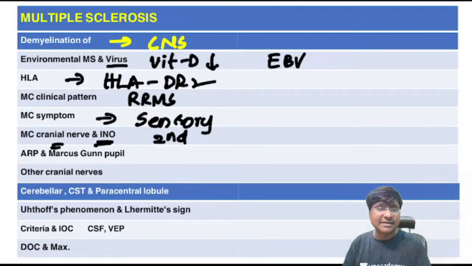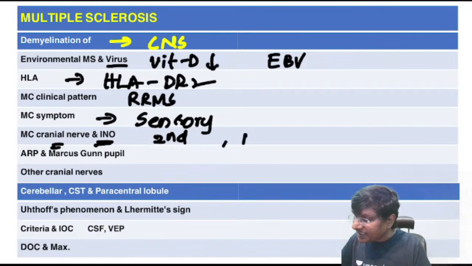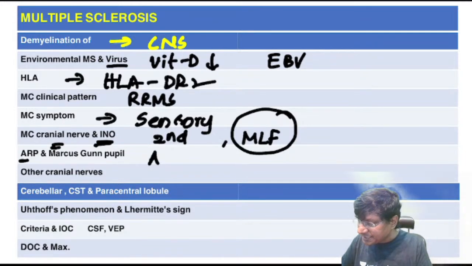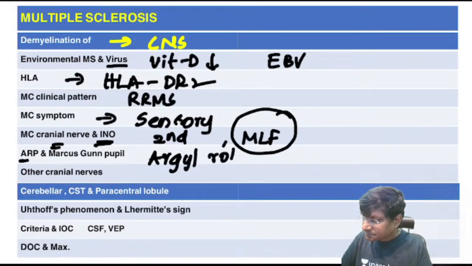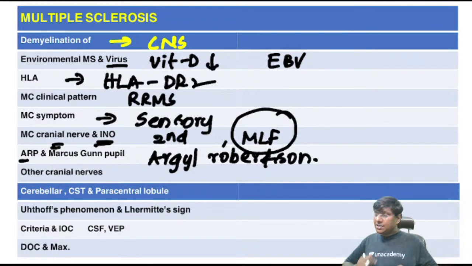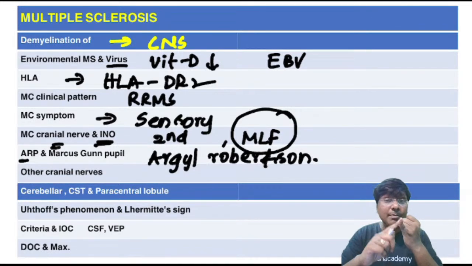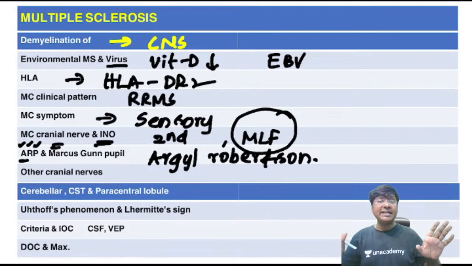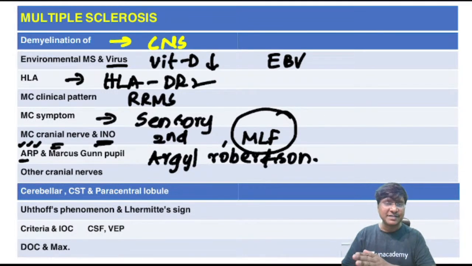And you should know, what do you understand by the word INO? INO stands for internuclear ophthalmoplegia, and this is due to demyelination of the medial longitudinal fasciculus. Then you need to know what is called ARP. ARP means Argyll Robertson pupil. The word ARP stands for accommodation reflex present, pupillary reflex absent. That is called the Argyll Robertson pupil.